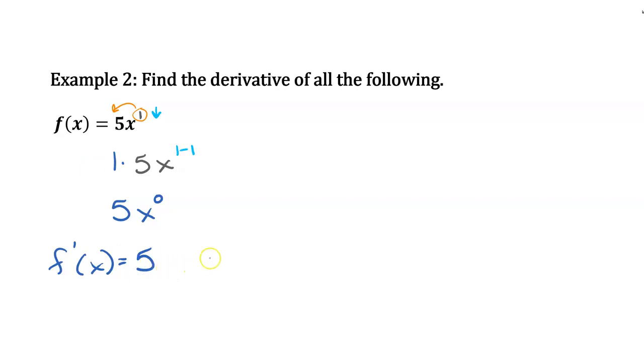So once again, that's a shortcut. If you go down a power and the only power you have is 1, then you're just going to have the coefficient in front.